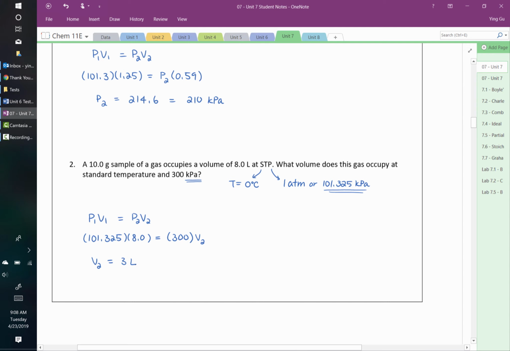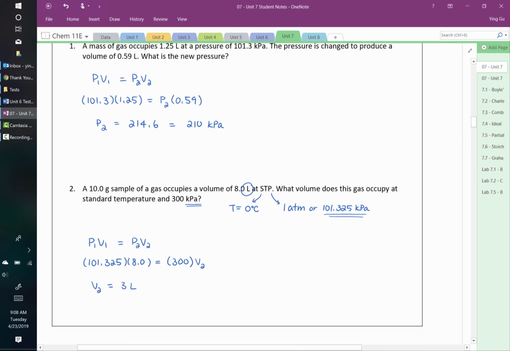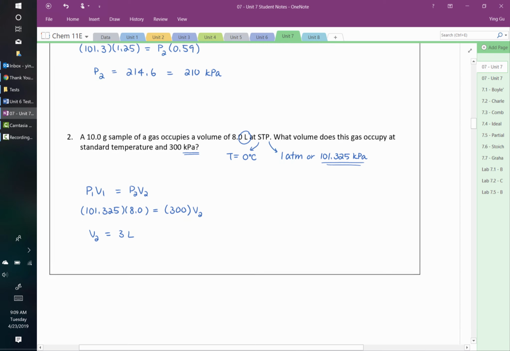Okay? The unit is liters because the question started off with liters. Okay? Be careful of your units. Do not guess what the units are. Always take a look at your question to see what units went into your formula to get what units should come out. And that's it.